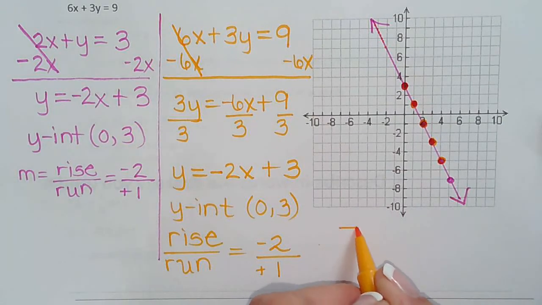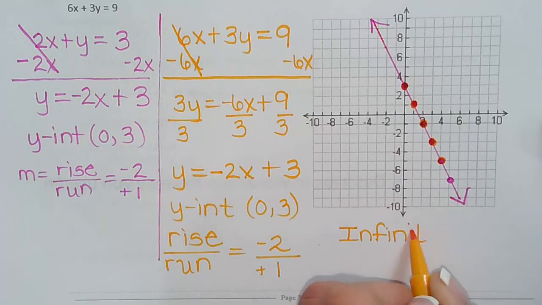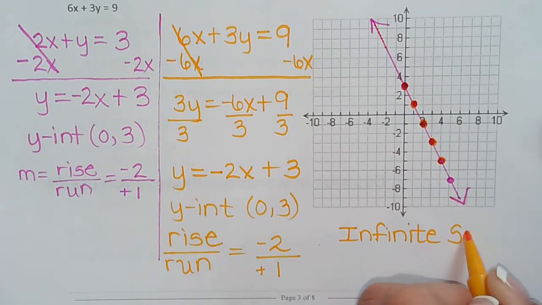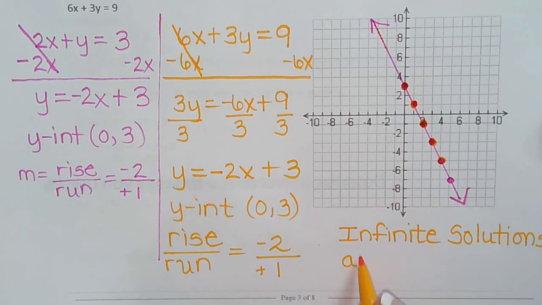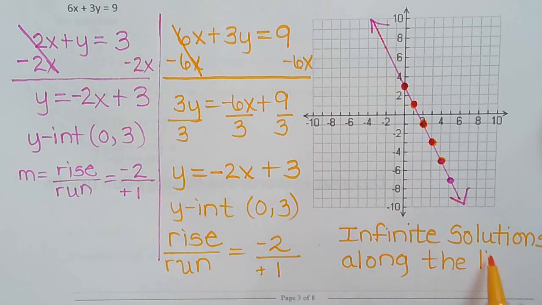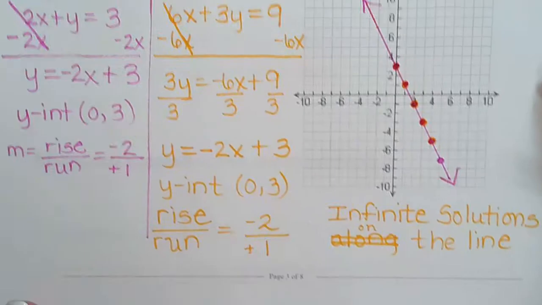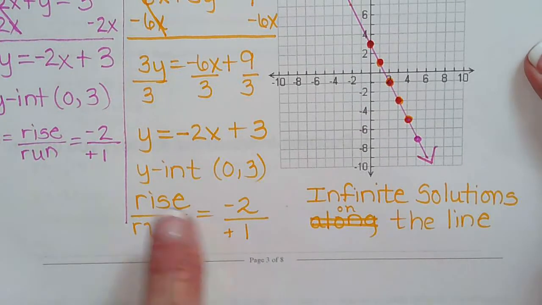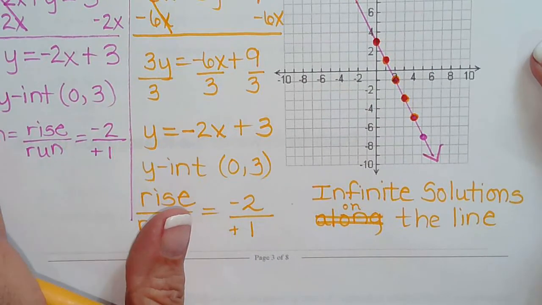So what we write for that, if you remember from a couple pages ago, is we write infinite solutions along, or on, I should have said on, but along the line. Let's put on, that sounds weird. I don't know where I got that word. I just made it up. So infinite solutions on the line, and what line is it? Y equals negative 2x plus 3.